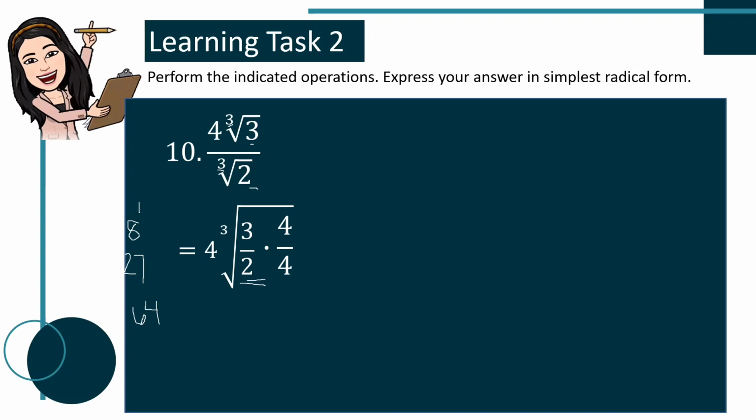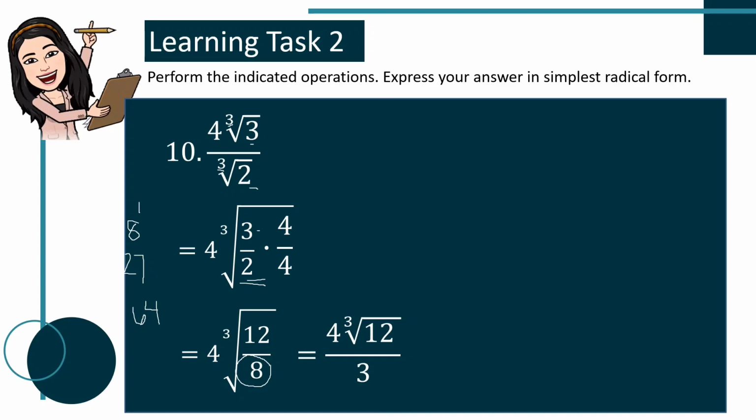Now, 3 times 4, we have? Okay, we have 12. 2 times 4, we have 8. Nakuha? So, this will be equal to 4 cube root of 12 over 3. Saan galing si 3? Ayun po, ito pong ating denominator, since na-rationalize na natin at siya ay perfect cube, in-extract na natin or inilabas na natin sa loob ng radical. Kaya siya ay naging 3, dinivide na natin by 3. At ang natira na lang sa loob ng radical ay si 12.